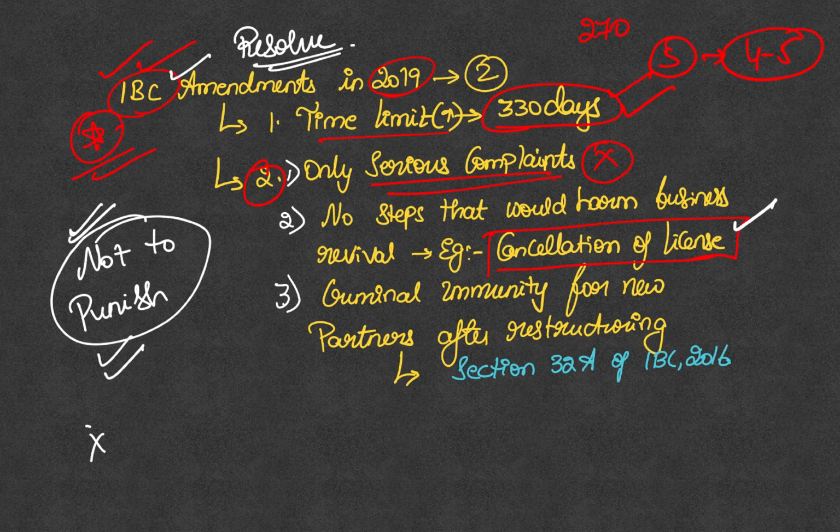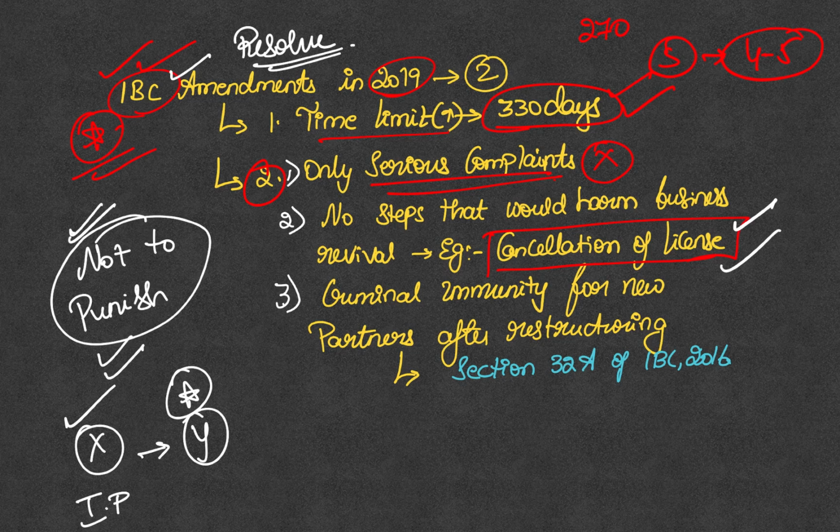Let's say a company X took a loan and wants to exit out of that, and the insolvency professional will try to sell this company to a person Y. Now if the license itself is cancelled by the government, why invest in this business, and how is it possible that the company revives?